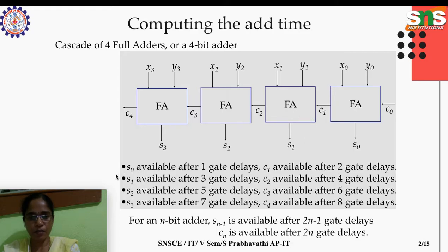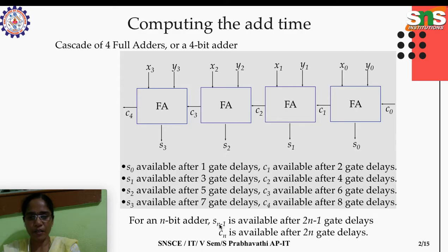Likewise it keeps on going. S2 will be available after 5 gate delays. Why 5? Because S1 is available at 3 gate delays, then for S2 it will take 2 more delays because of carry 2. So C3 will be available at 6 gate delays, and C4 is available at 8 gate delays in general.